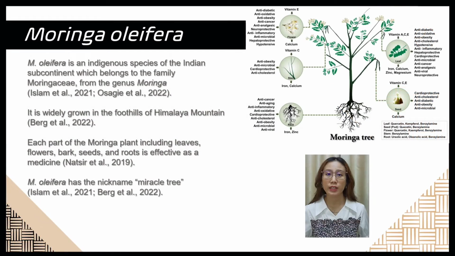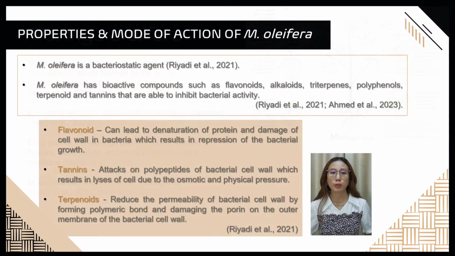Moringa oleifera is an indigenous species of the Indian subcontinent which belongs to the family Moringaceae from the genus Moringa. It is widely grown in the foothills of the Himalaya mountains, and now extends all over the tropical regions in Southern America, Africa, and Asia. Each part of the moringa plant, including leaf, flower, bark, seeds, and root, is effective as a medicine. It is also called the miracle tree as it is believed to be a great supplement due to its high protein value.